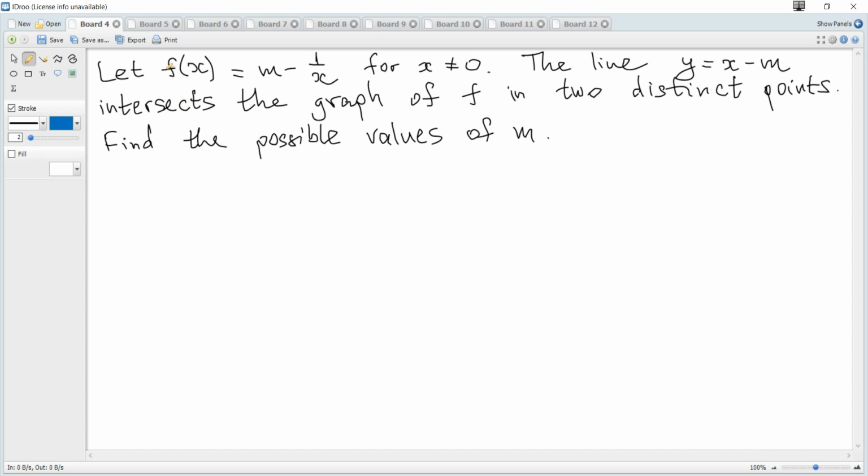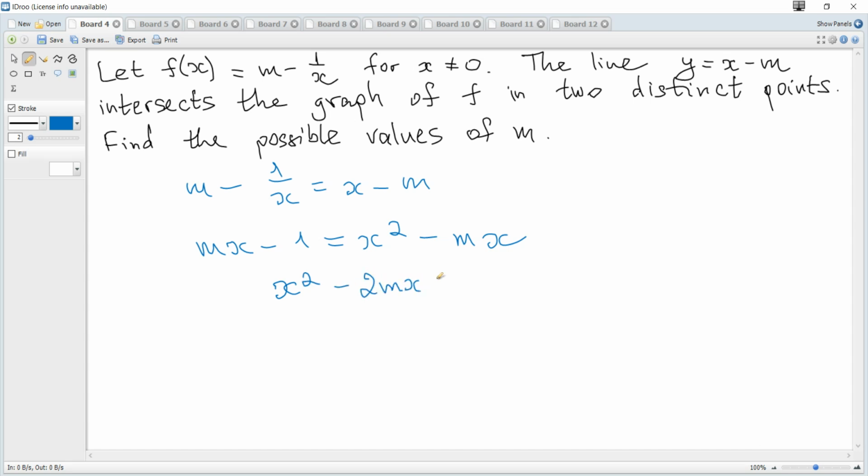So for y, we can just equate the right hand side. So it should be m minus 1 over x is x minus m to find the points of intersection, and we need to just solve this equation. If we multiply by x, we get mx minus 1 is x squared minus mx. We can see that it becomes a quadratic, so move everything to one side, to the right, so it becomes x squared minus 2mx plus 1 is 0.